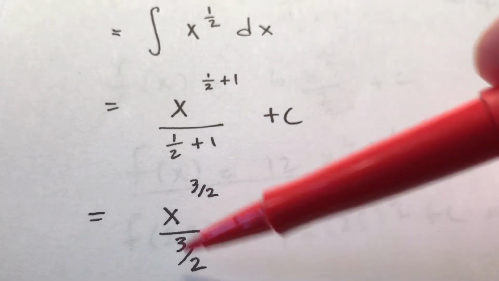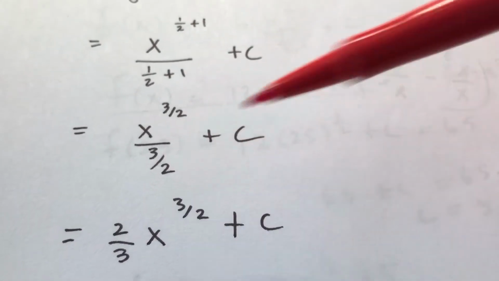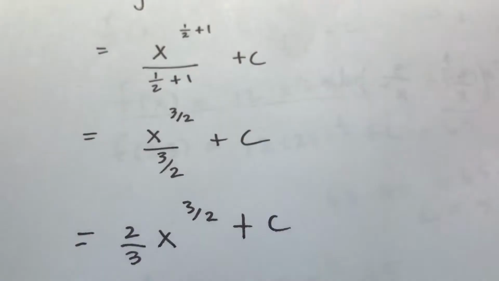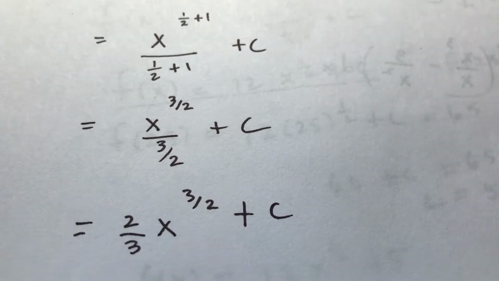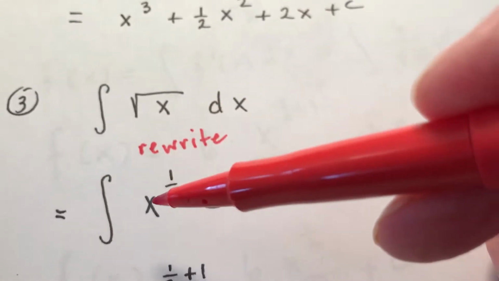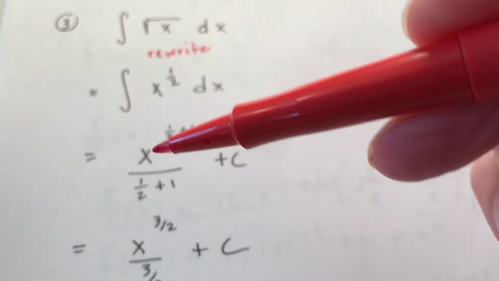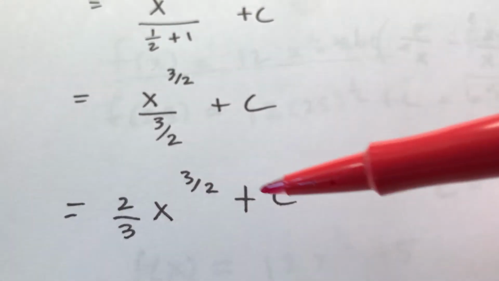And now, if you divide by 3/2, it's the same as multiplying by 2/3, so I wouldn't leave that down there. Just flip it up here, and there is your antiderivative, or integral. Of what? We're talking about this, x to the 1/2. So the antiderivative, or the integral, is 2/3 x to the 3/2 plus c.